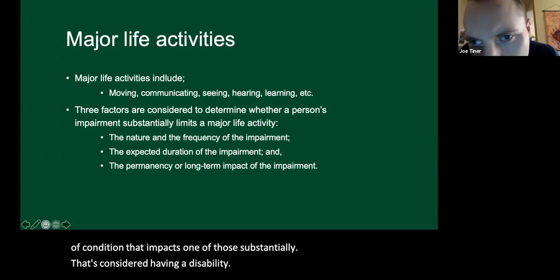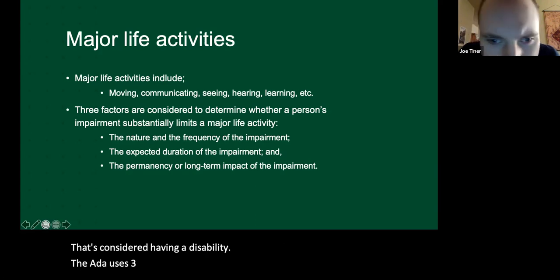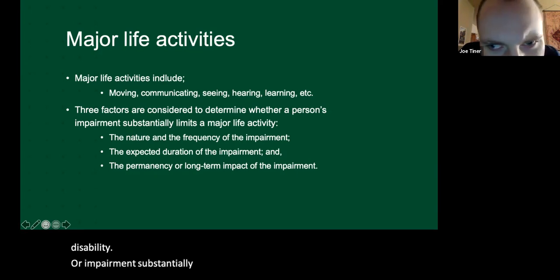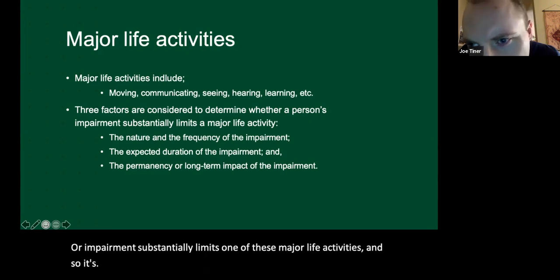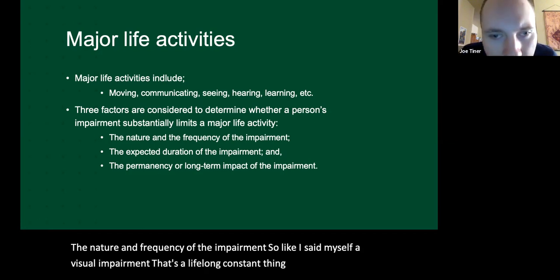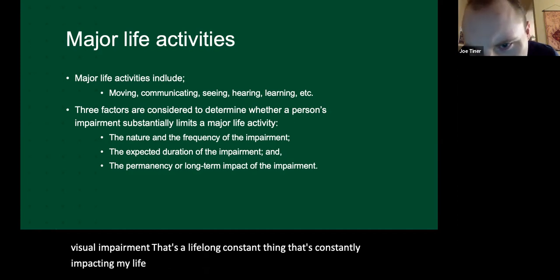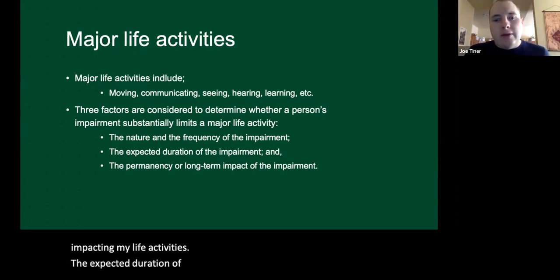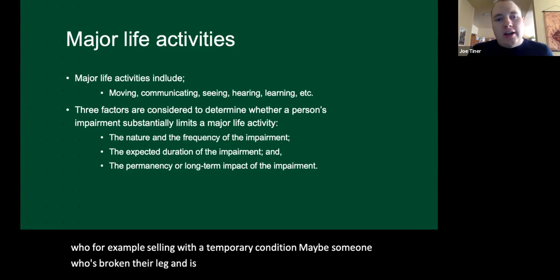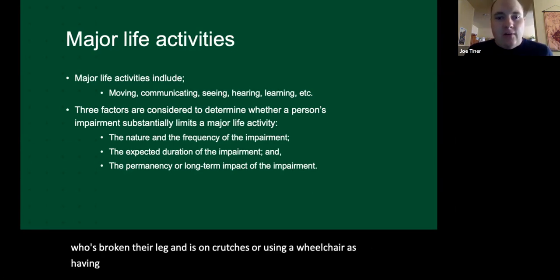The ADA uses three factors when determining whether a person's disability or impairment substantially limits one of these major life activities. First, the nature and frequency of the impairment. Like I said, I have a visual impairment. That's a lifelong, constant thing that's constantly impacting my life activities. Second, the expected duration of the impairment. For example, someone with a temporary condition, maybe someone who's broken their leg and is on crutches or using a wheelchair, is having that major life activity of walking limited for the next 8 weeks while they recover.